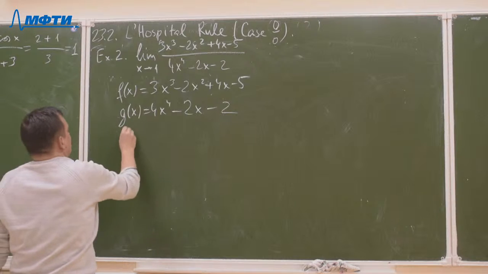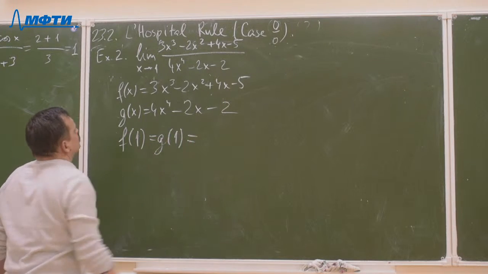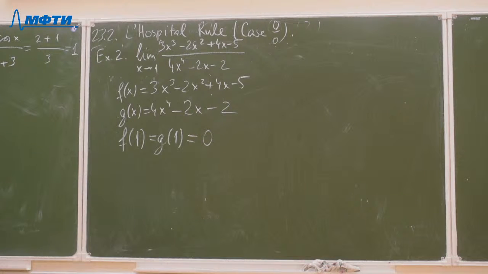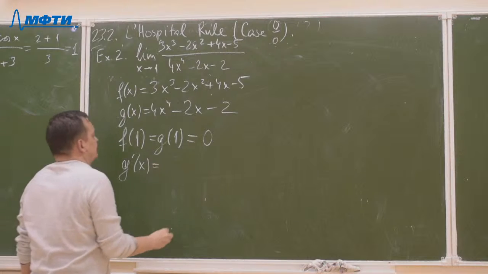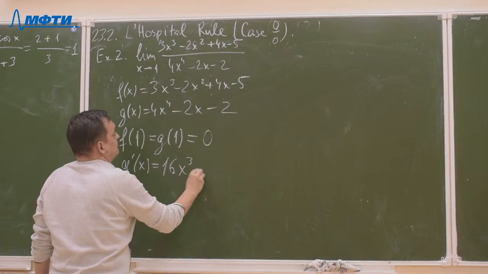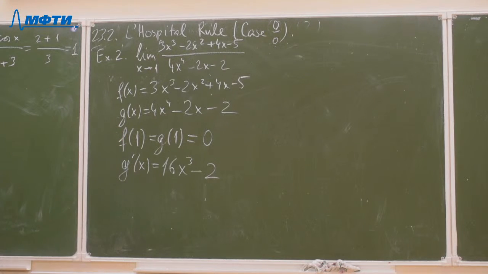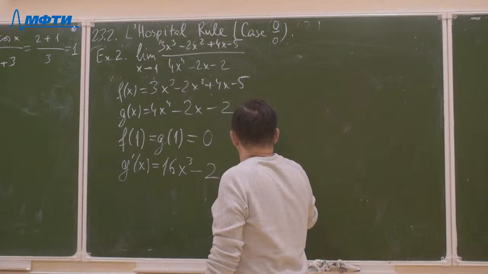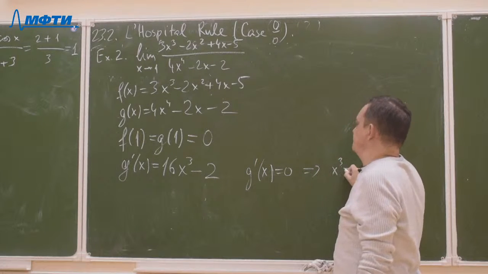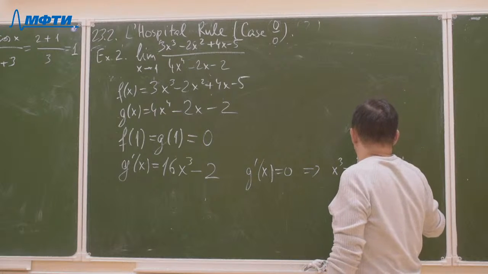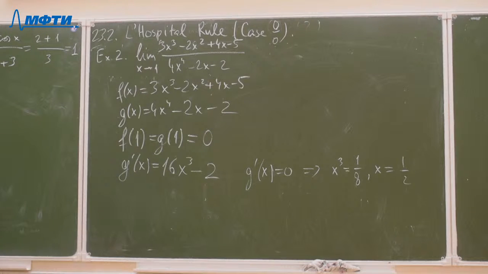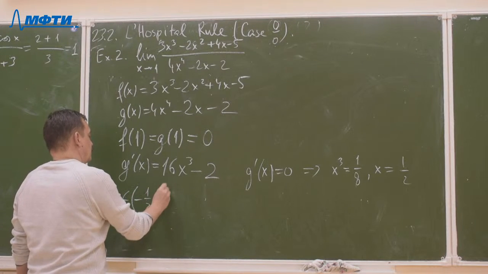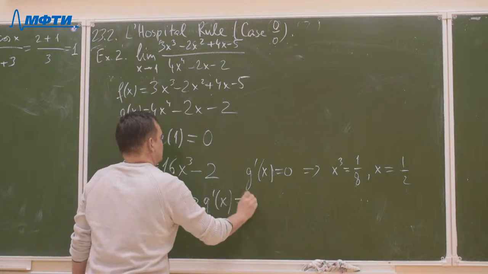So f of 1 equals g of 1. Let's check: 3 minus 2 is 1, plus 4, minus 5, gives 0. And g prime of x equals 16x cubed minus 2. G prime of x is 0 if x cubed equals 1 over 8, or x is 1/2. So it means that everywhere in the interval from minus 1/2 to 1/2, g prime of x is not 0.